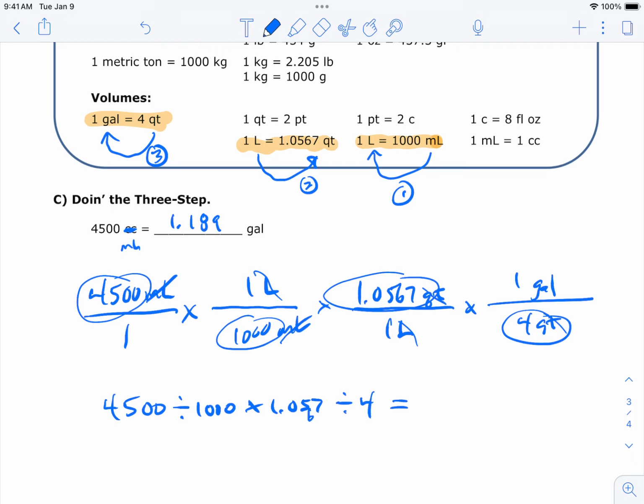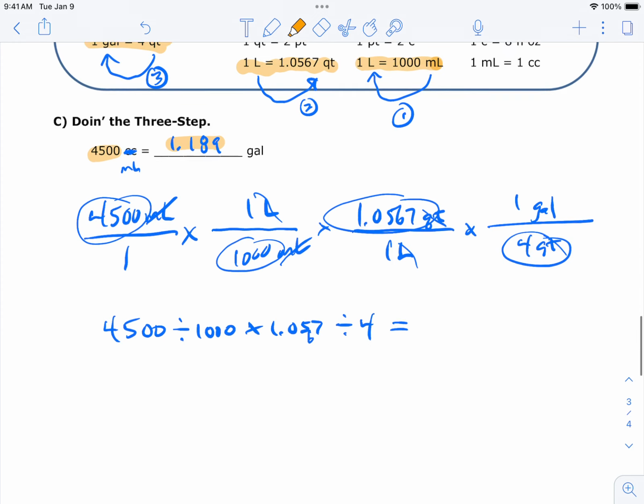1.189. Yeah, that'll work. So notice they gave me 4 numbers, I gave them 4 numbers. So that's pretty good. That's a pretty good practice. So there. Make your units cancel. That is front and center for today.